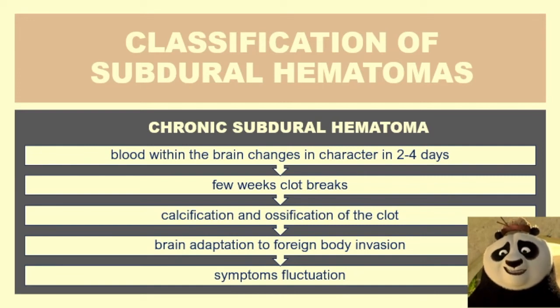How can I say that there is calcification and ossification? Because if you would look at the CT scan image of a patient with subdural hematoma, notice that they are whitish. It's very white. It's already comparable to that of the bone.